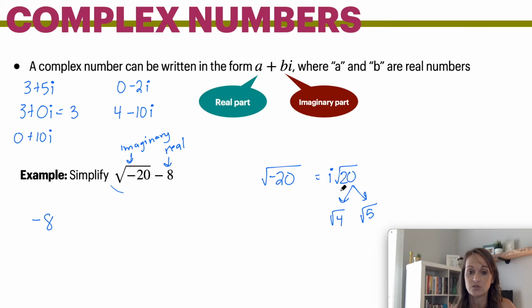4 is a perfect square. The square root of 4 is 2. So we are going to get 2i, because 2 is a whole number now, i is out front, and then we're left with the square root of 5. So negative 8 is considered our real part, and then 2 square root of 5 is considered our imaginary part.